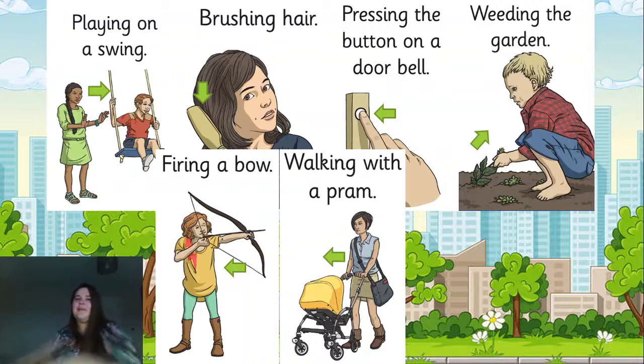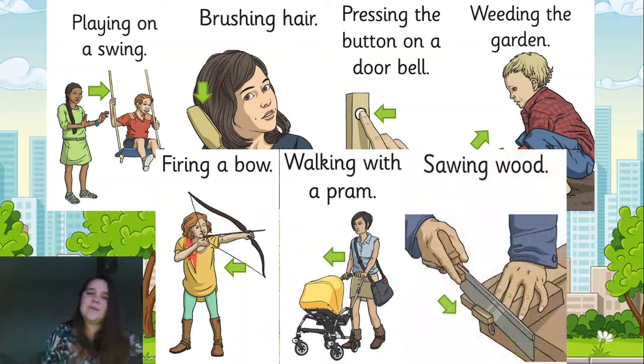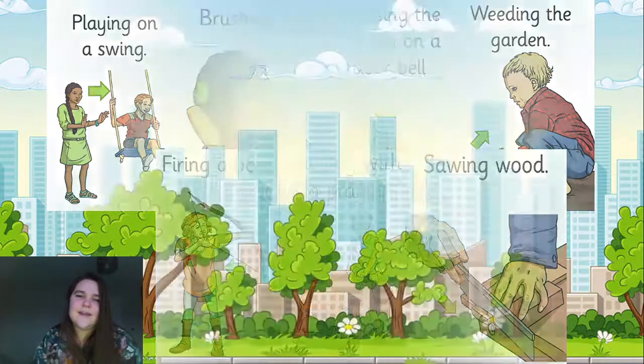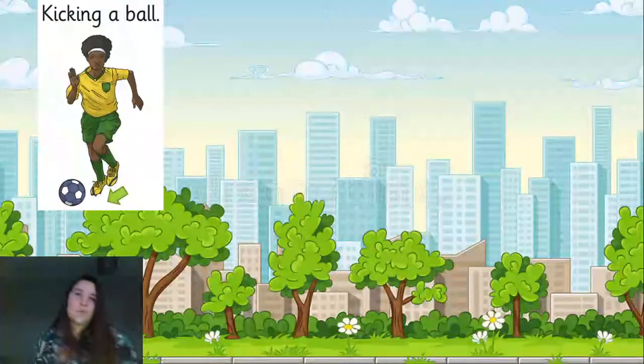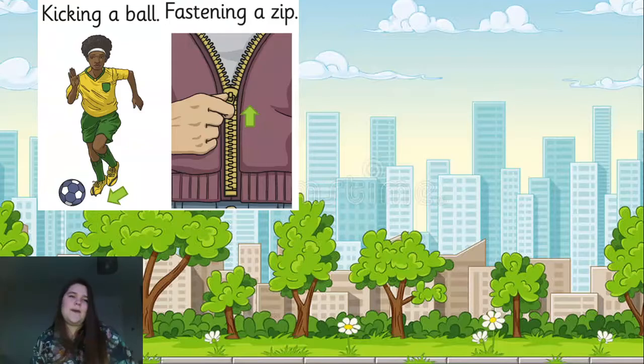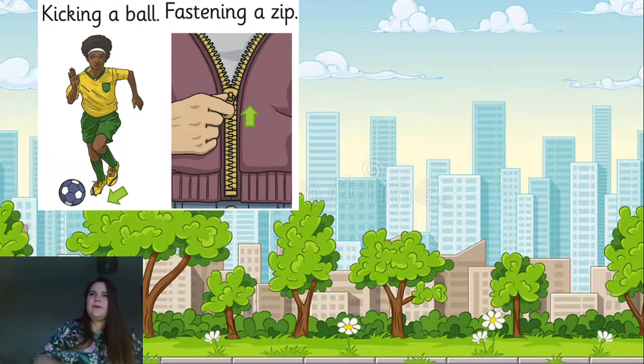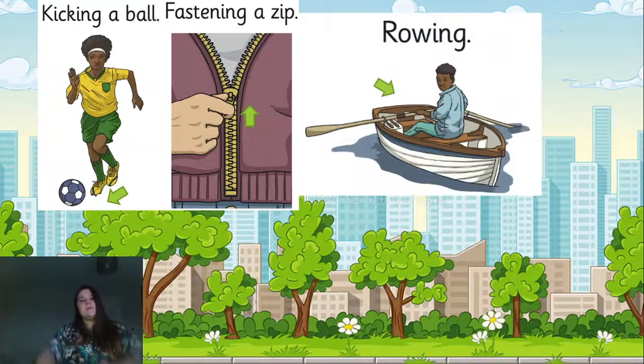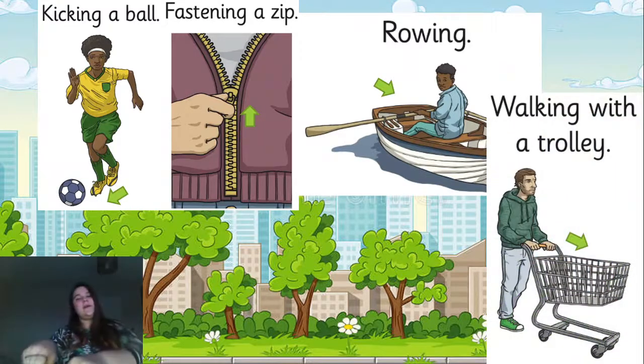So when you're doing these, you might want to act them out as well. Sawing wood. So when you're sawing wood, make sure you're following the arrow for this one. Okay, next one. Kicking the ball. Fastening a zip. So when you fasten a zip, what are you doing? Rowing a boat. And then the last one is walking with a trolley.